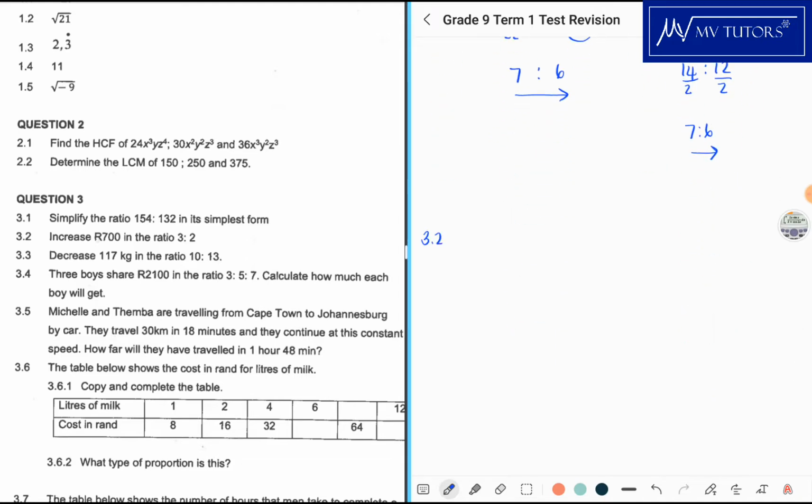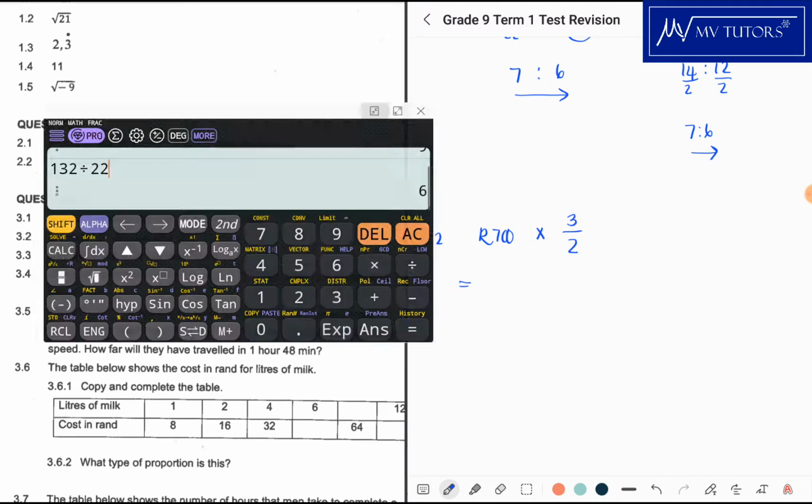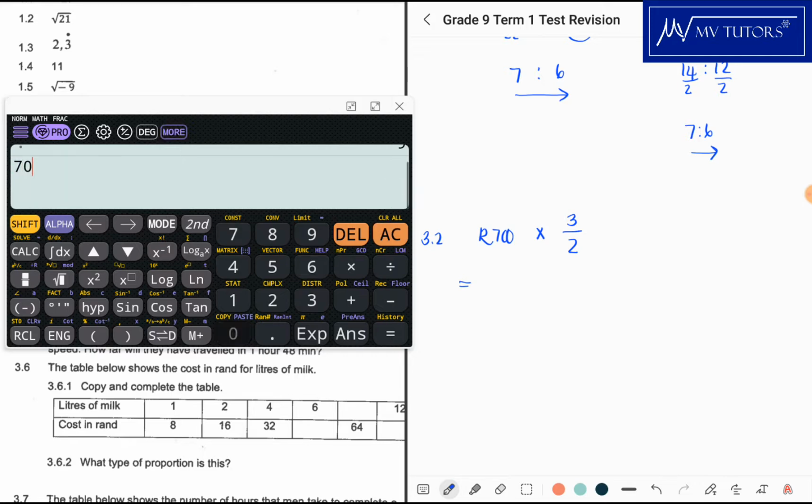Now, 3.2, it says increase 700 in the ratio of 3 is to 2. So far, the work that we have been doing is actually grade 8 work. So if you missed any of these topics, you can go to the grade 8 content and have a look. Now, when we increase, we take our ratio, write it in fraction form, but an increase will write the biggest value in the numerator and the smallest in the denominator. So what is 700 multiplied by 3 over 2? So 700 times 1.5, it's actually 1050.